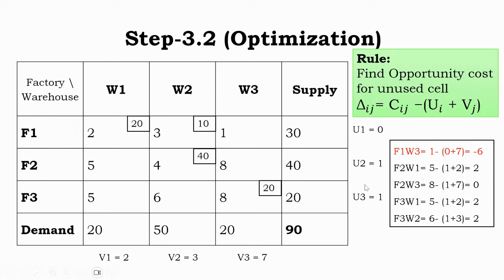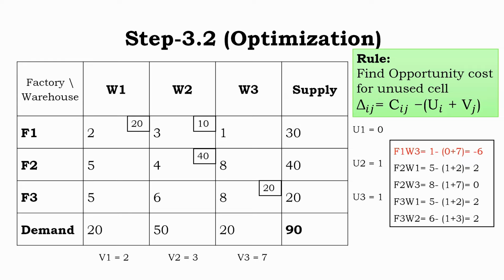F2W1 equals 5 minus 2 plus 1, which equals 2. So we do the calculation to find every unallocated cell's opportunity cost, and we find that F1W3 has a negative value. That means our previous solution was not optimum, and this solution has an optimum value.